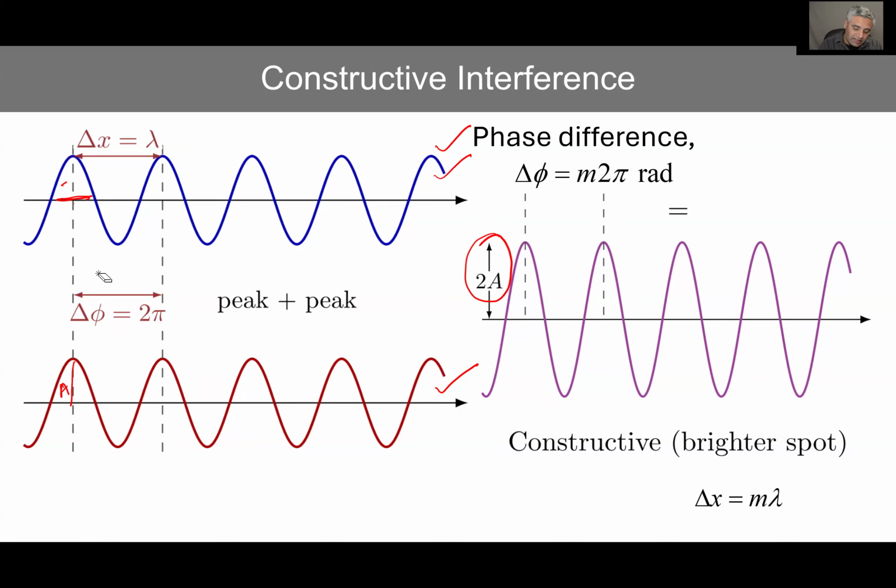We can write this constructive interference condition in two different ways: one in terms of phase difference, another in terms of path difference. And this path difference and phase difference are related. So I'll talk about that. This is important to understand the whole of interference and diffraction. So please pay 100% attention here.